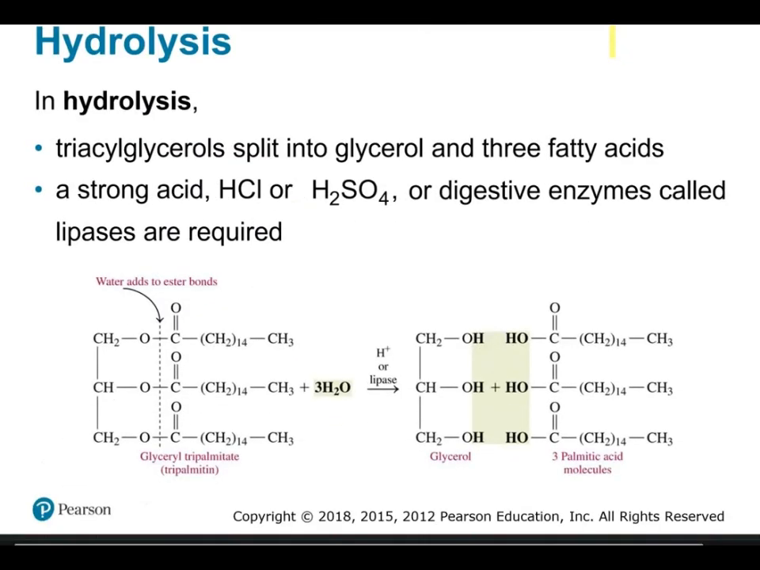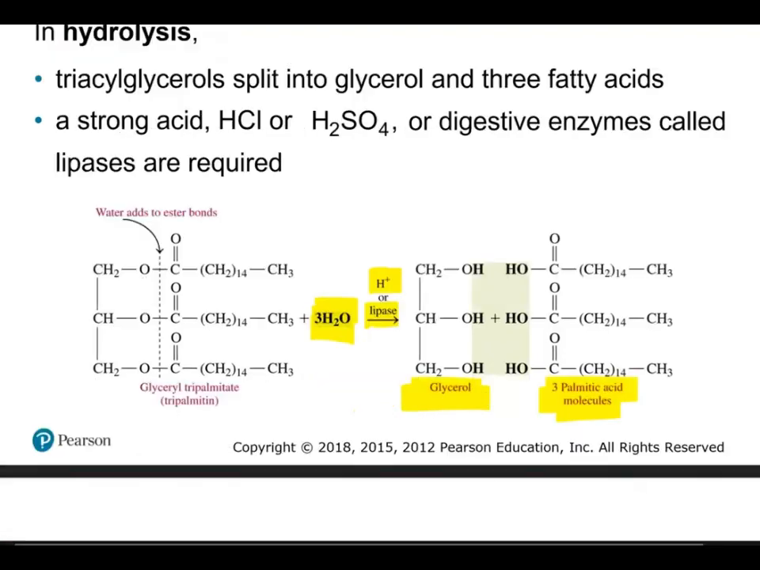Now, triacylglycerols can also be hydrolyzed in the presence of acid or in the presence of bases. So if they are hydrolyzed in the presence of acid or the enzyme called lipase, the reaction results in a molecule of glycerol and 3 fatty acid molecules.